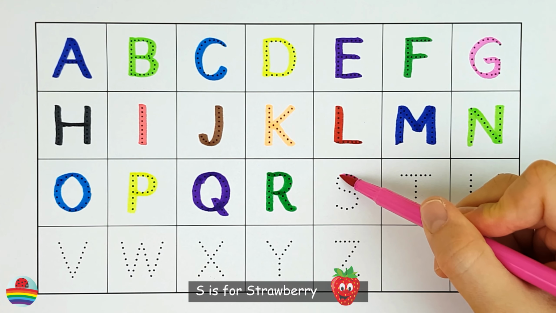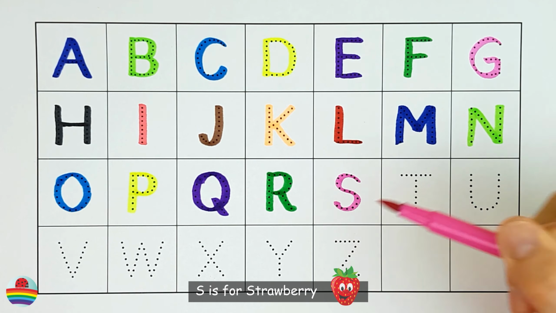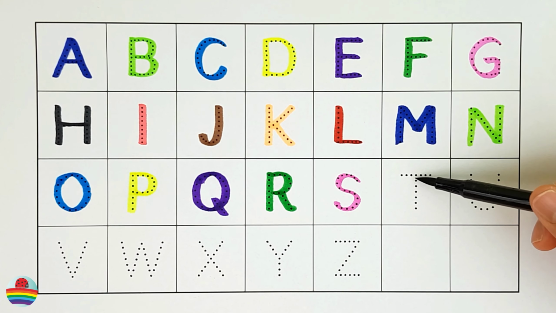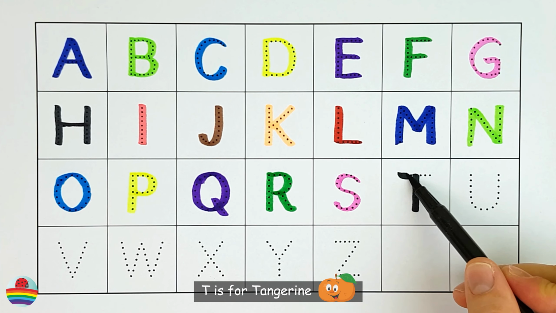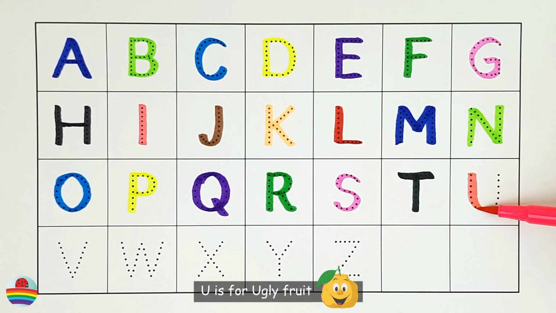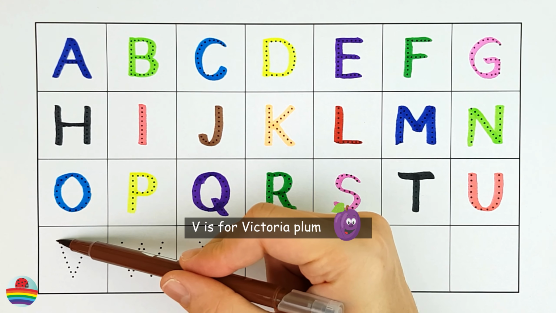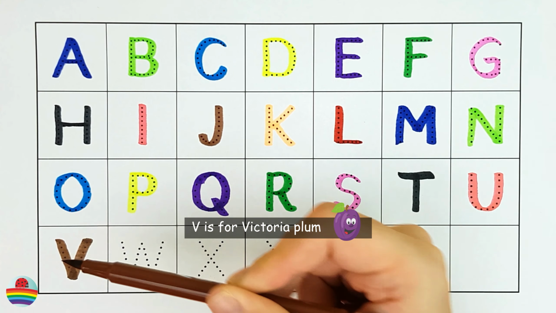S. S is for strawberry. S. T. T is for tangerine. T. U. U is for ugly fruit. U. V. V is for Victoria plum. V.